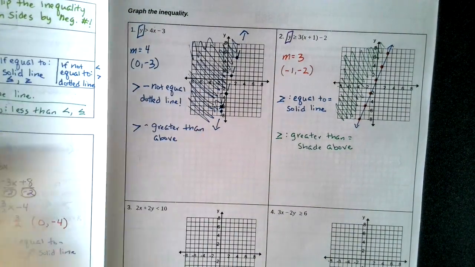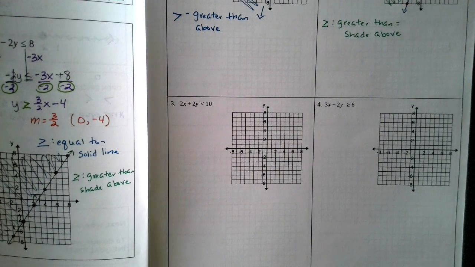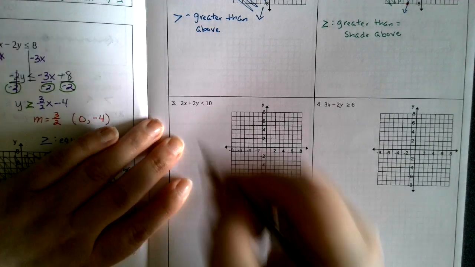All right. I know this video is getting a little long, but I do want to do one more example with you guys just to make sure that you really understand what's going on, because I know that this is a weird thing that we're doing. So bear with me. Watch this one last problem. So 2x plus 2y is less than 10.